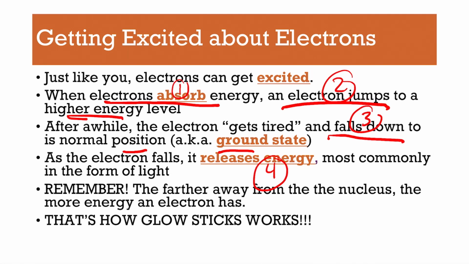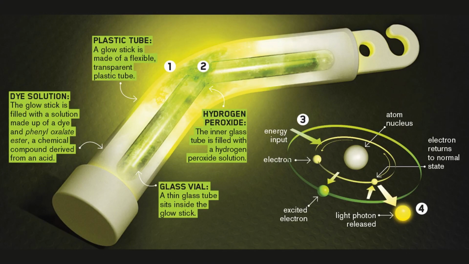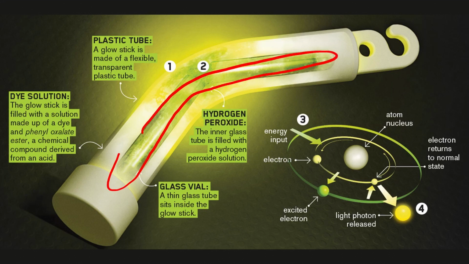Absorb, jump, fall, release. And again, this is how glow sticks work. Inside a glow stick, there's actually a second tube. When you crack open the stick, you're breaking that inner tube, which has different kinds of chemicals in it. When the chemicals interact with each other, it excites the electrons in the dye. When those electrons jump up an energy level and fall back down, they release that energy in the form of light. So that's the glow you see.